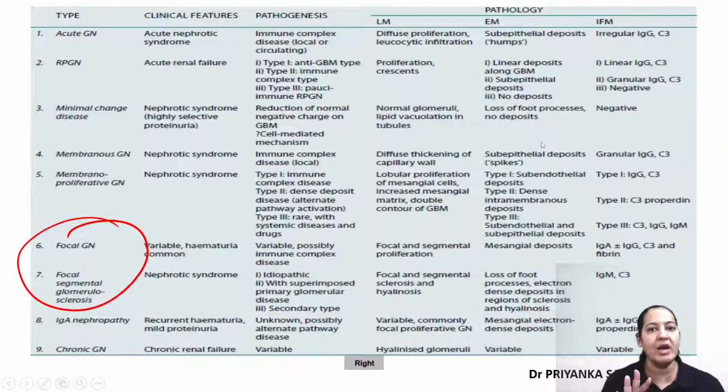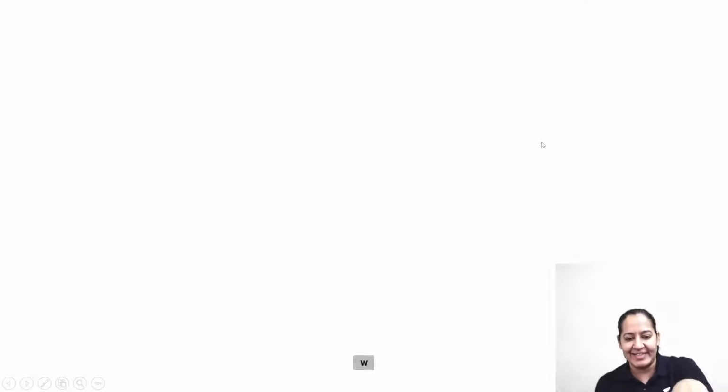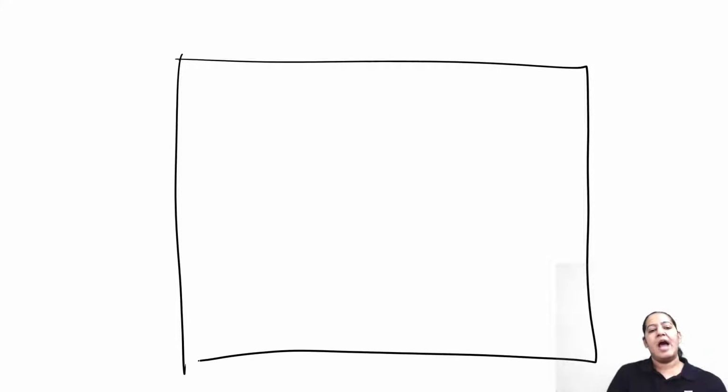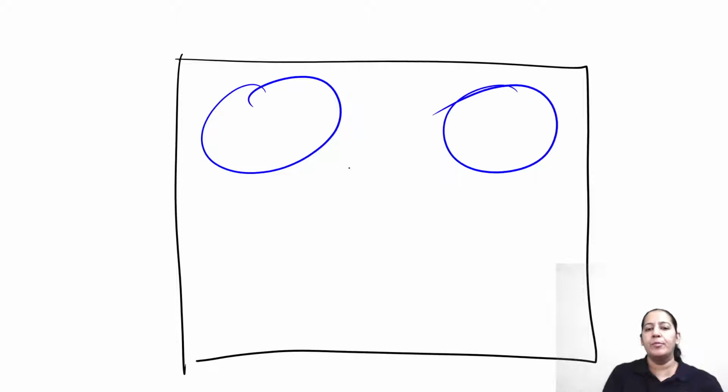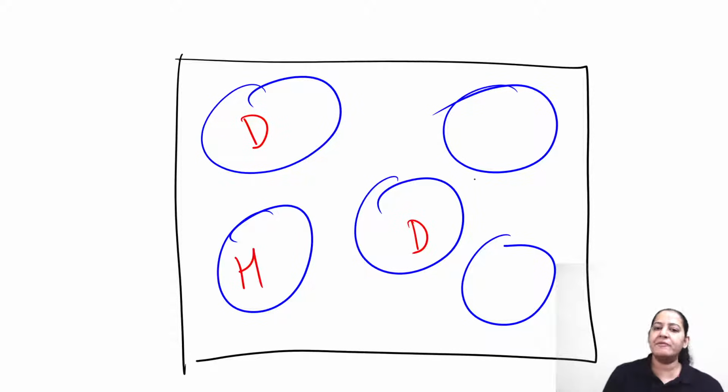What do you mean by focal? What do you mean by segmental? For that, I would like to draw a slide. Can you see in the slide? This is a slide of kidney. I'm drawing multiple glomerulus. So imagine these all are glomerulus. Now, some of the glomerulus have disease. Just suppose this one is diseased, and some of them are healthy.